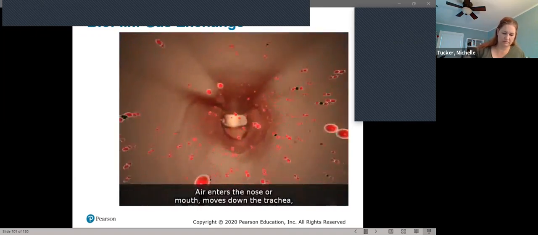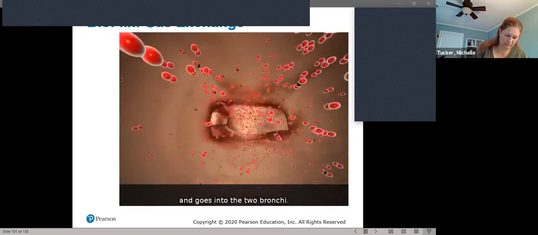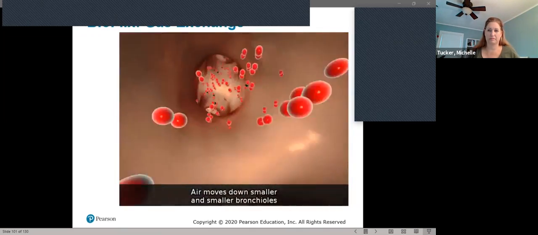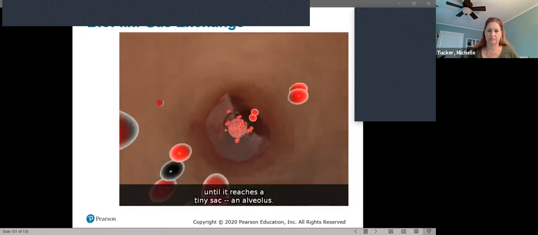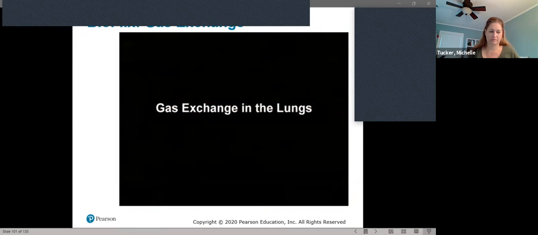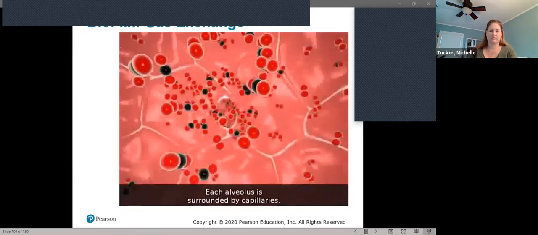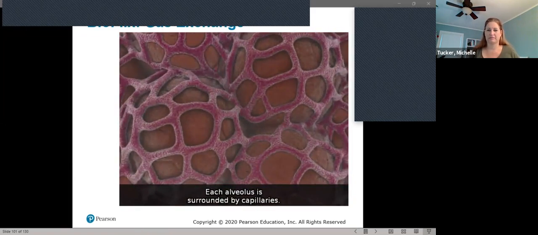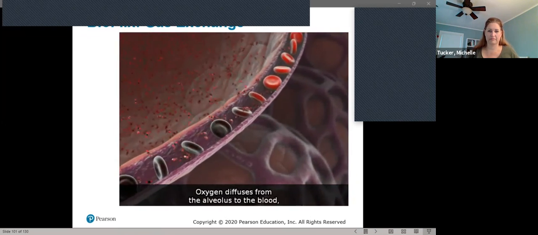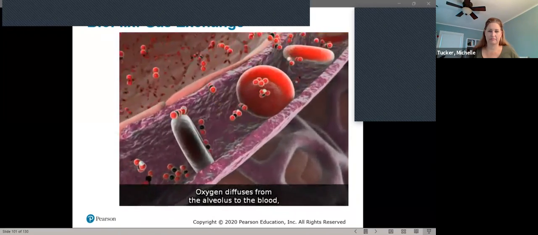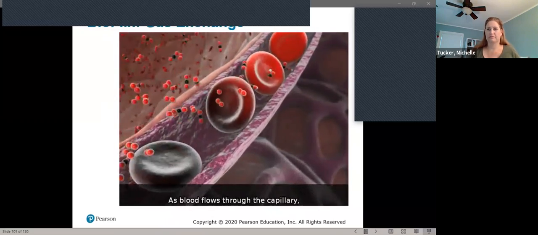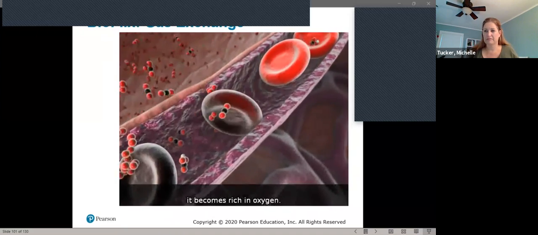Air enters the nose or mouth, moves down the trachea, and goes into the 2 bronchi. Air moves down smaller and smaller bronchioles until it reaches a tiny sac, an alveolus. Each alveolus is surrounded by capillaries. Oxygen diffuses from the alveolus to the blood, and carbon dioxide diffuses from the blood to the alveolus. As blood flows through the capillary, it becomes rich in oxygen.